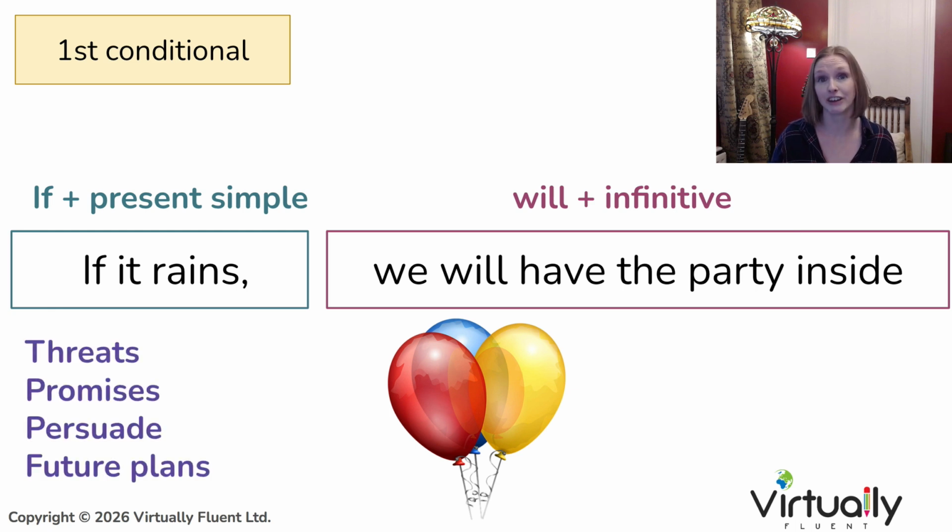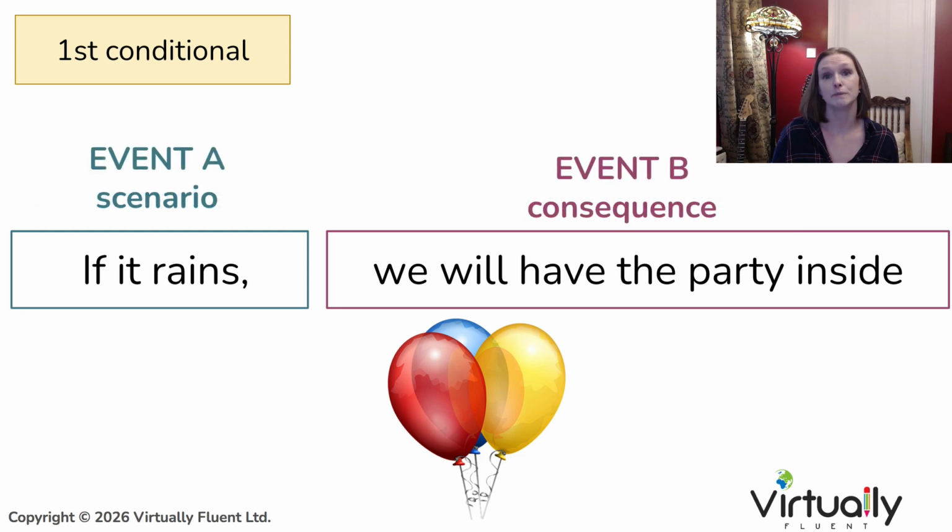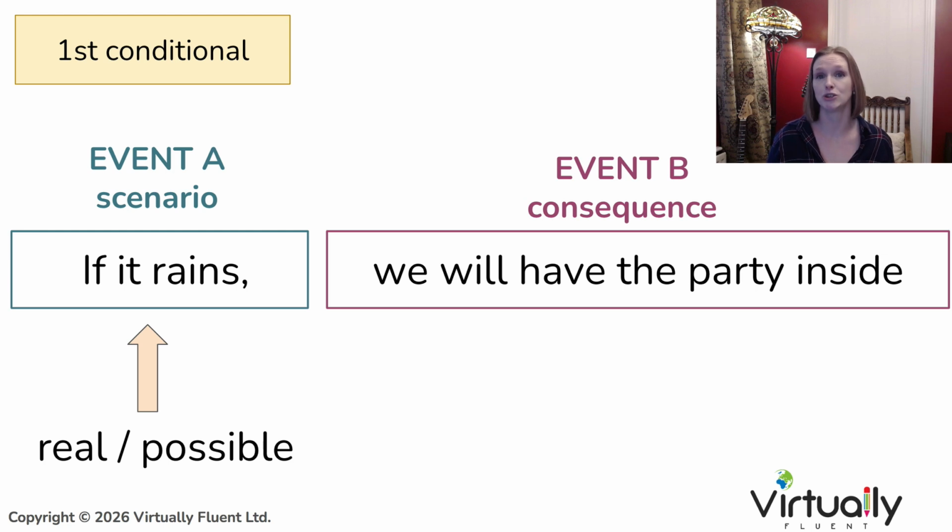Traditionally, we teach the first conditional to be used when you are giving threats, promises, trying to persuade people, and for talking about future plans. In this particular example, our scenario, event A, is if it rains, and our consequence, event B, is we will have the party inside. When teaching conditionals, we tend to talk about the probability of an event happening.